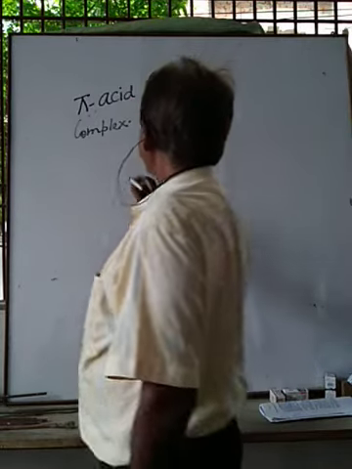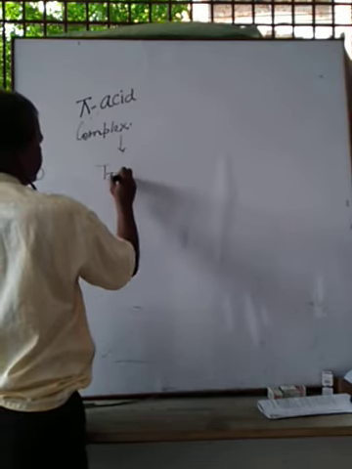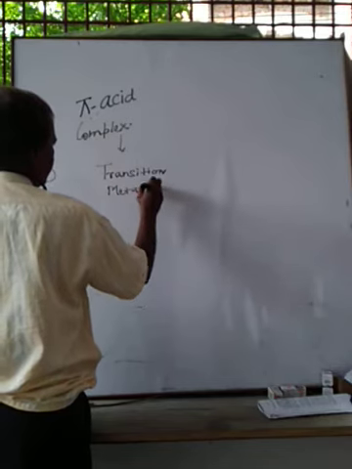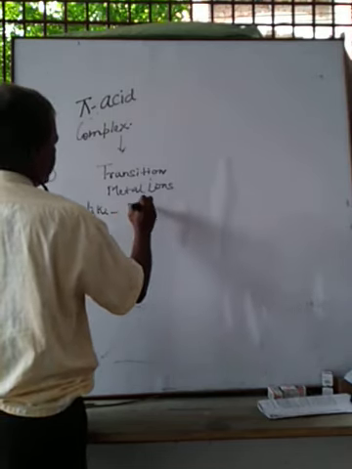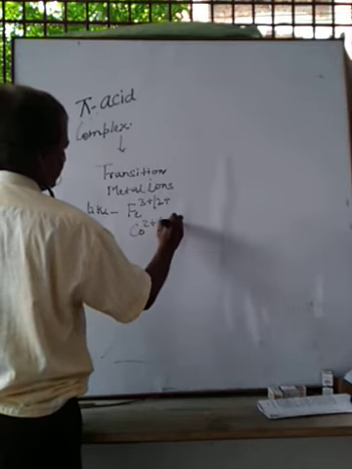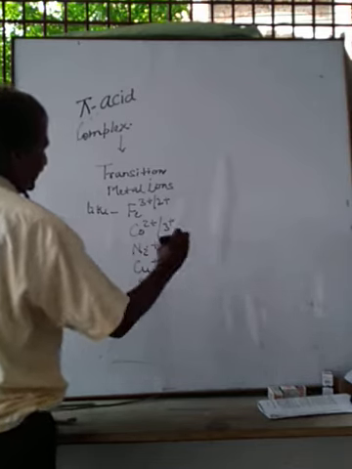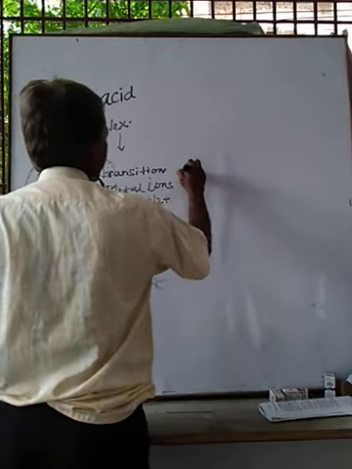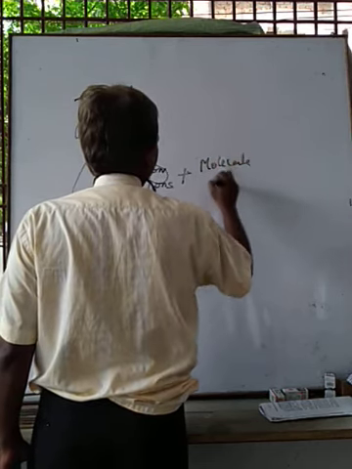You already know that a complex is a combination of transition metal ions, like iron 3 or 2 plus, cobalt 2 or 3 plus, nickel 2 plus, copper 2 plus, etc. So a complex is the combination of a transition metal ion with some sorts of molecule or ion.